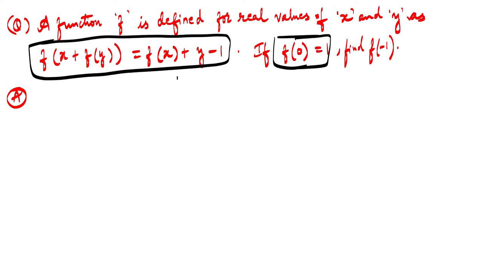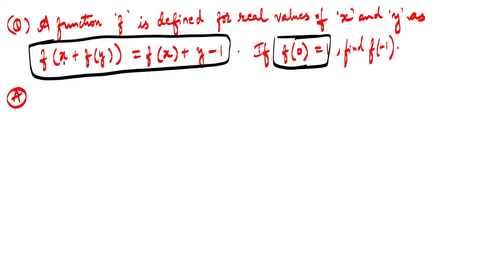Okay. Now just think about this. To find, directly we cannot calculate the value of f of minus 1. There must be a step-by-step procedure. So let's calculate the value of f of 1, right? First we'll calculate the f of 1, and by using that value we'll try to calculate the value of f of minus 1. So how can we calculate the value of f of 1? So this is the condition, and f of 0 is equal to 1, we know these two. So with these two we can do one thing.